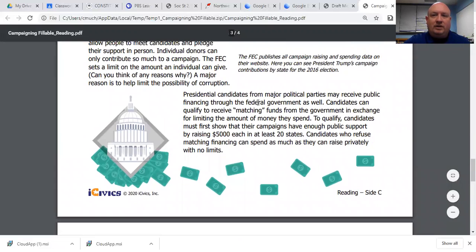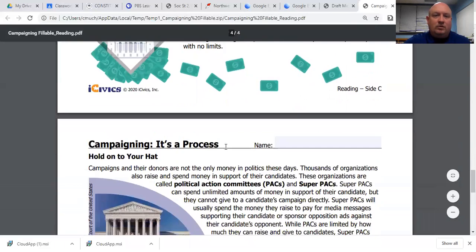Presidential candidates from major political parties may receive public financing through the federal government as well. Candidates can qualify to receive matching funds from the government in exchange for limiting the amount of money they spend. To qualify, candidates must first show that their campaigns have enough public support by raising $5,000 each in at least 20 states. Candidates who refuse matching financing can spend as much as they can raise privately with no limits.